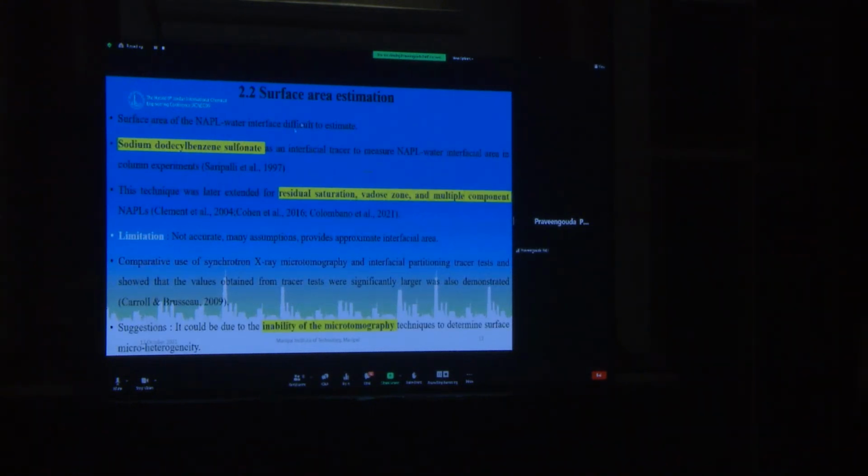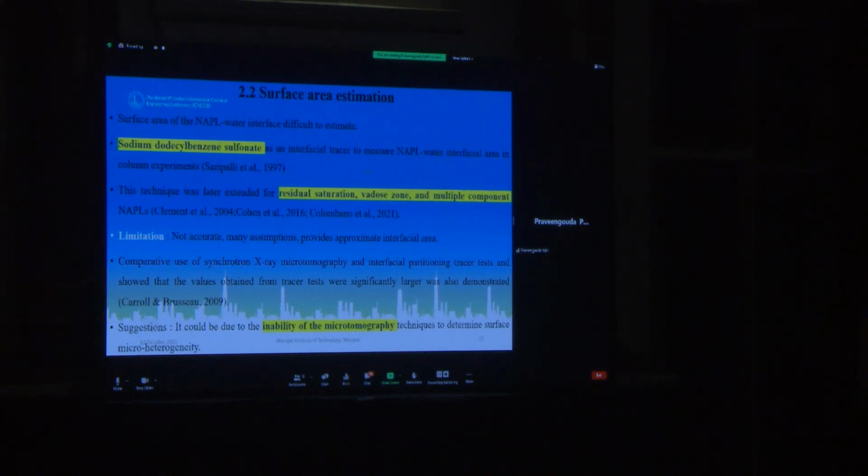Surface area estimation. The surface area of the NAPL-water interface is difficult to estimate. Sodium dodecyl benzene sulfonate is used as an interfacial partitioning tracer to measure the NAPL-water interfacial area. This technique was later extended for residual saturation to address multi-component NAPLs.